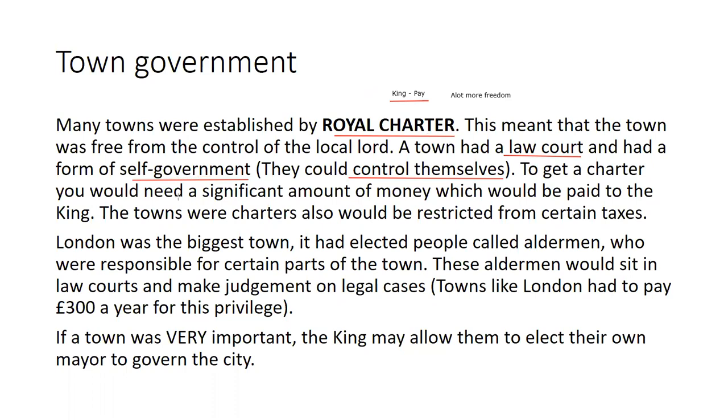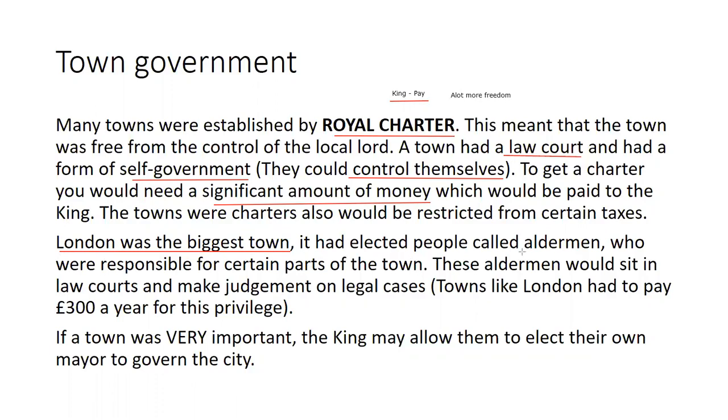To get a charter, you'd need a significant level of money, which would be paid to the king. Another good thing about having a royal charter is that you'd be restricted from certain taxes. Well, the other problem there, though, is that you'd have to pay a lot more if you were a very well-off town. London was the biggest town. And when we look at this course, especially when we get to King John, London becomes very important.